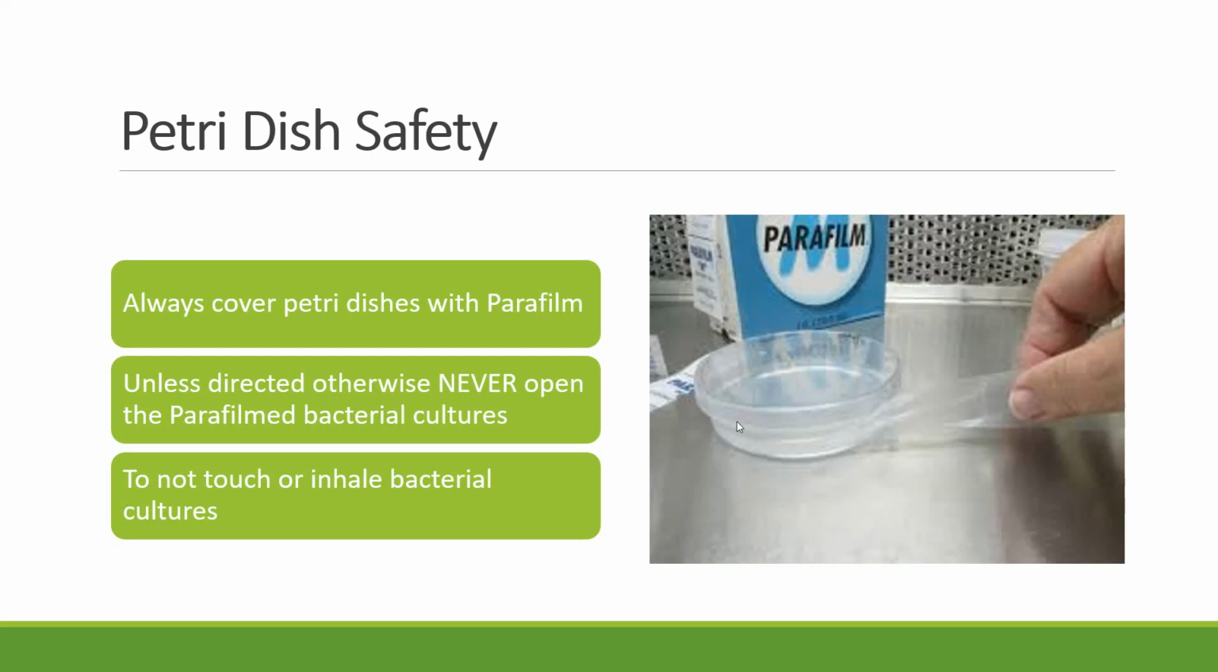We put this film around it because when it does allow for growth, a lot of times there's condensation, so you can get some water and things like that. Plus you also don't want any other contaminants to get in or to get out. So parafilm is used when we work with Petri dishes to help keep them safe.